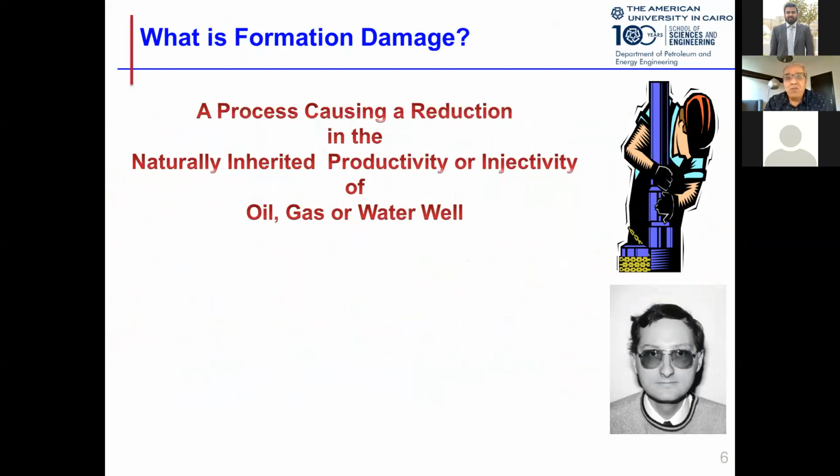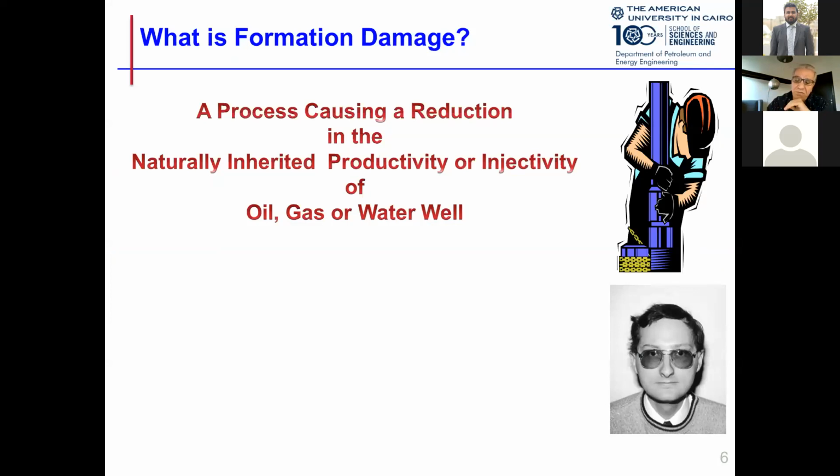What's the definition of formation damage? Basically, formation damage is a process causing a reduction in injectivity or productivity of the well. So in here, two things, because the fluid can go in both directions, either be produced or injected in the case of enhanced recovery. So formation damage eventually affects both of these phenomena.